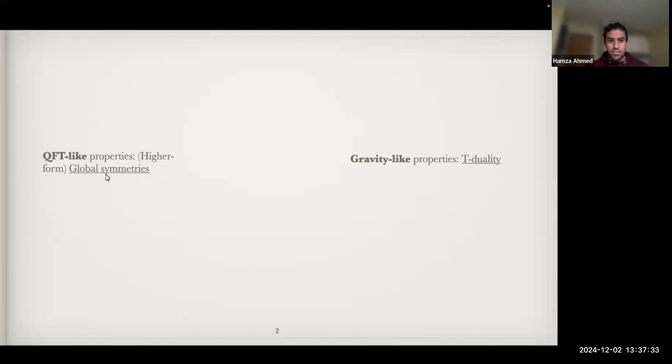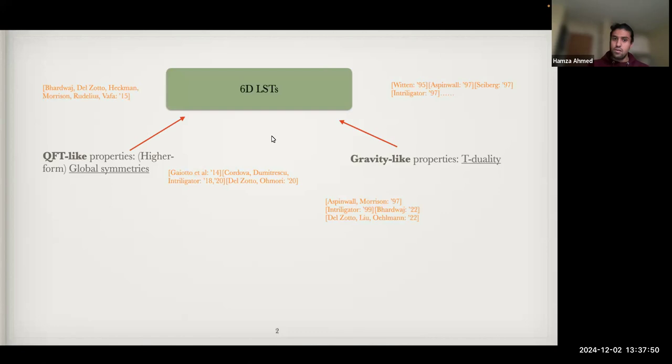So then one can ask if there are theories that admit both of these properties, the property of T-duality and global symmetries. And so, spoiler, indeed, these are the theories that we will study today, which are the six-dimensional supersymmetric theories known as little string theories. And so, in particular, these theories form this nice middle ground between full-fledged quantum field theories with global symmetries and gravity theories. And so that makes them an interesting class of theories to study.